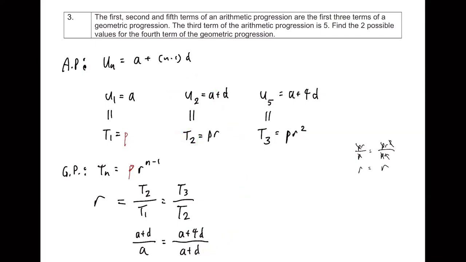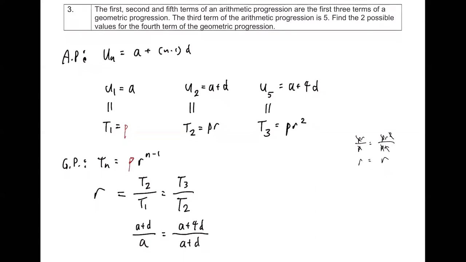Okay, good. So is there any other information that we have yet to use from the question? Yes, this part here. Third term of the AP is 5. So that really means that third term of the AP, we haven't found out what's that. So U3 equals A plus, in this case, third term, so it's 2D.